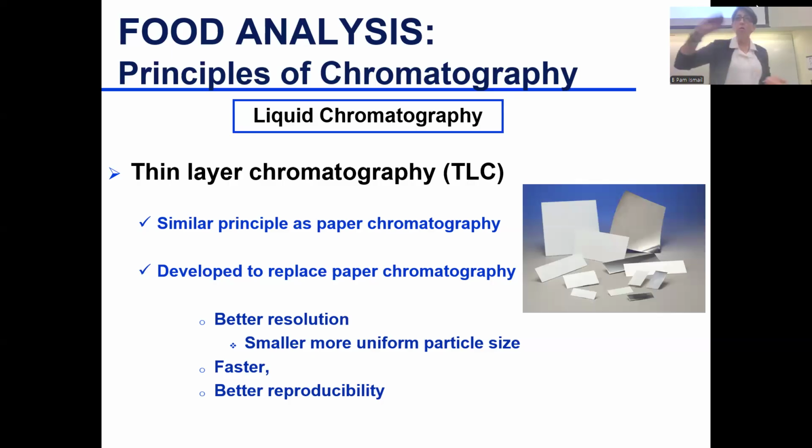So you can control the thickness better, and the amount of liquid impregnation would be more consistent between the different plates. So you have better reproducibility in general, better separation. And faster, because small particles, very thin material. So you have faster movement of the mobile phase, it travels faster.